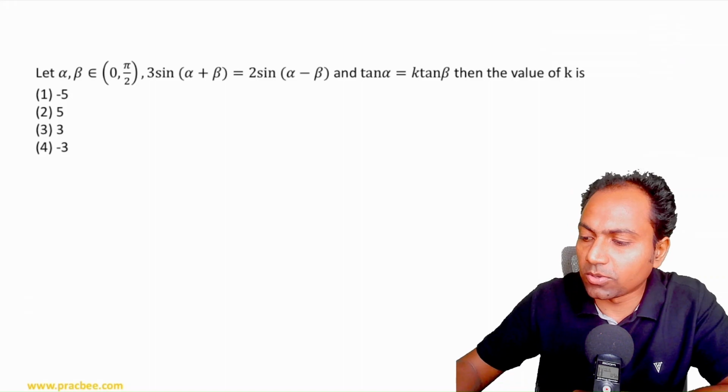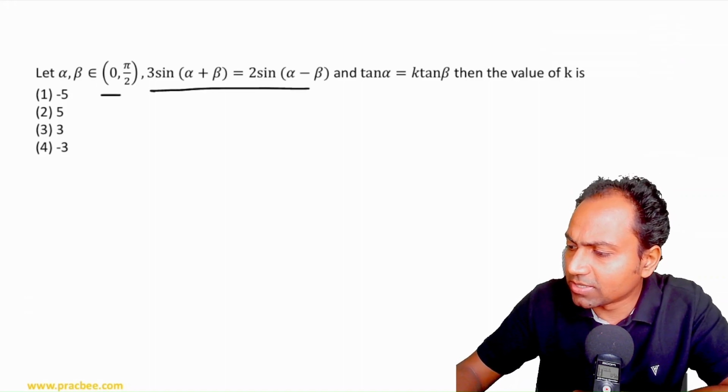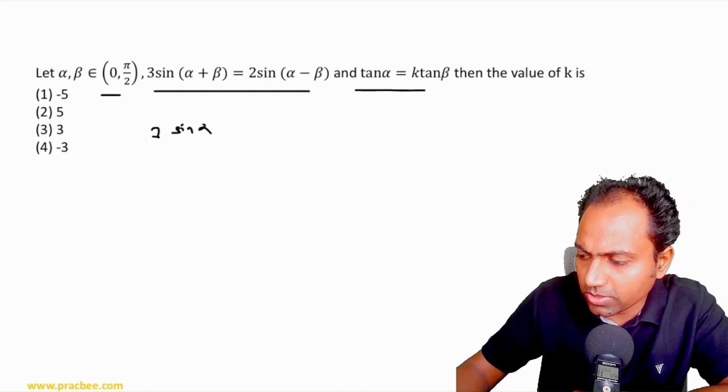This question talks about alpha and beta that are between 0 and pi by 2, and they have given this relation and asked what is the ratio of these two terms. Now this is very simple. If you apply the simple formula, I think a board student would also be able to attempt this.